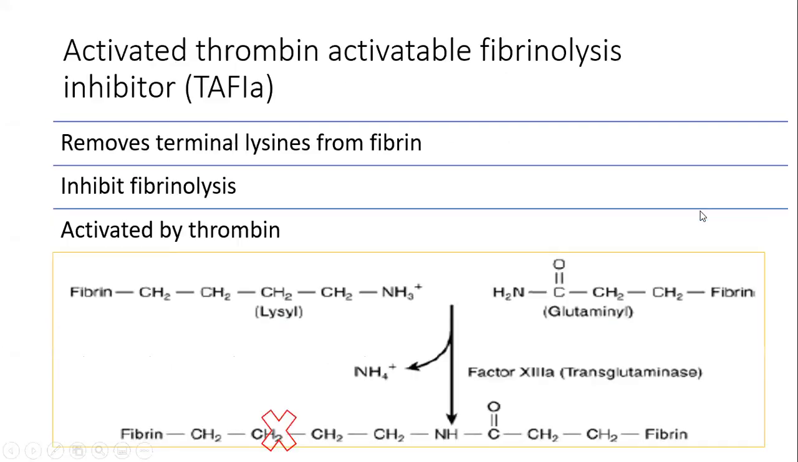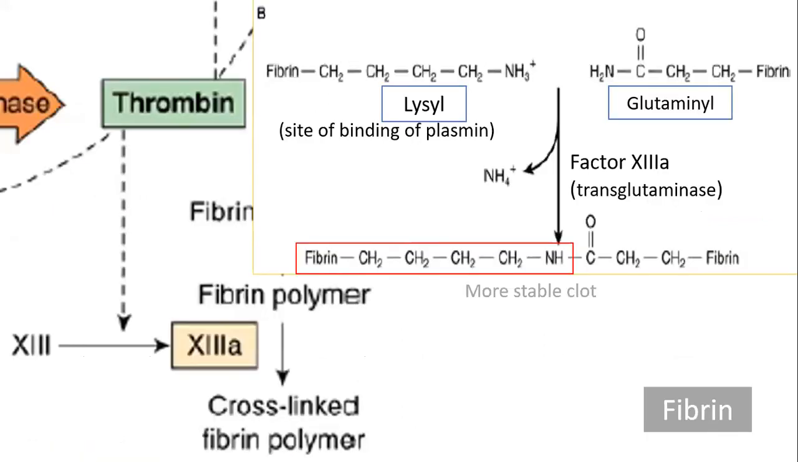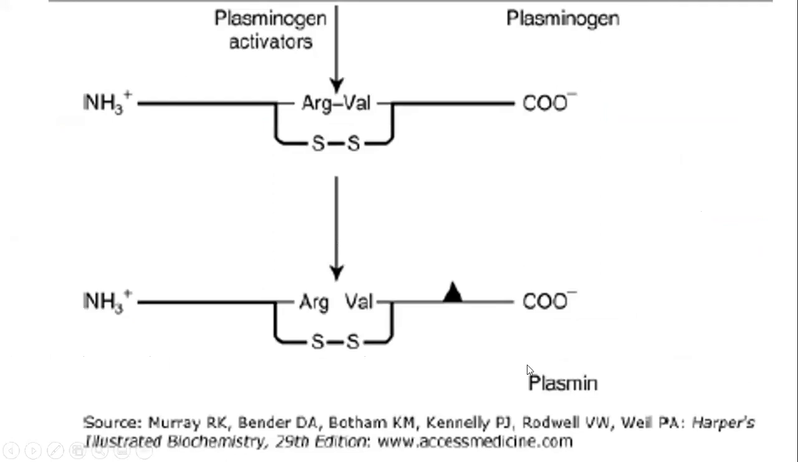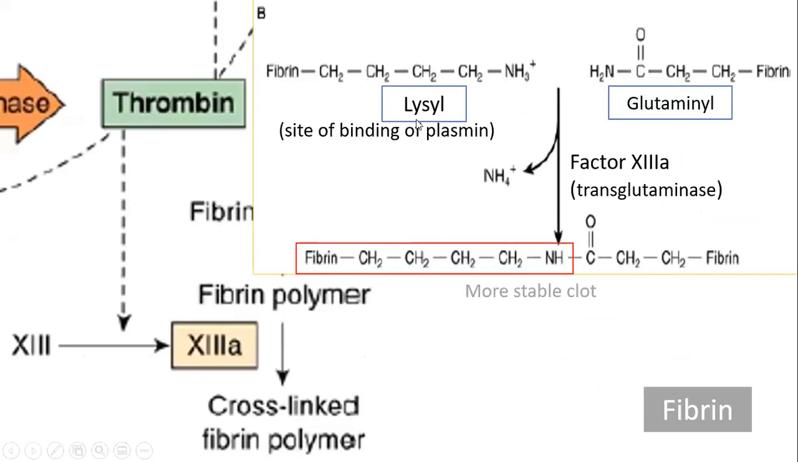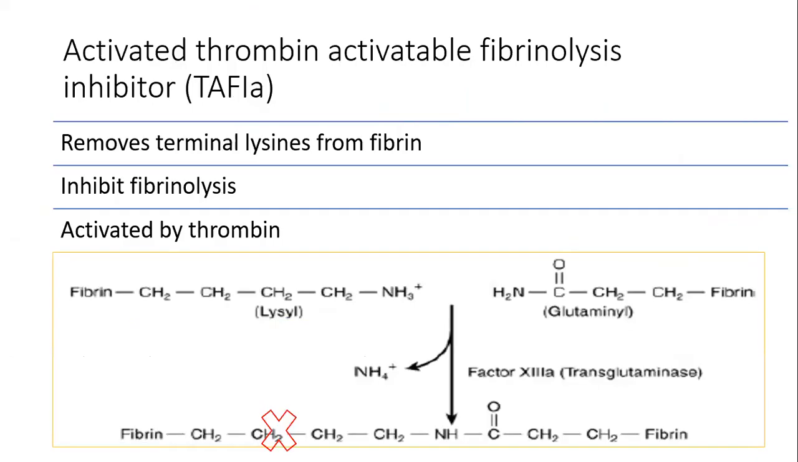So again, let's just emphasize, plasminogen to plasmin would be activated by cleavage of arginine valine bonds. Once activated, the plasmin will incorporate into the lysine residue and would cleave your fibrin. Next would be the inhibitor of your fibrinolysis.